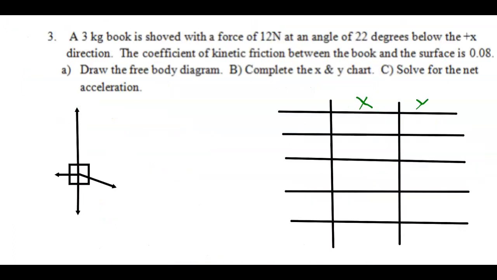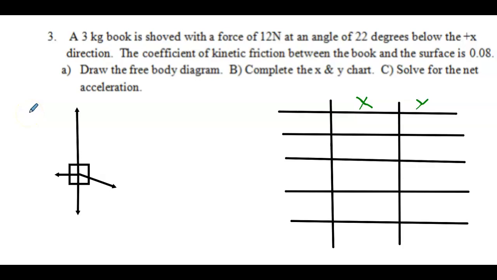We have one more to go through, so let's go ahead and try to start working on this one. So this one says a 3 kilogram book is shoved with a force of 12 newtons at an angle of 22 degrees below the positive x direction. The coefficient of kinetic friction between the block and the surface is 0.08. And again, we're going to set up our free body diagram. We're going to figure out the rest of our chart, figuring out the positives and negatives and zeros, all the values for all the different things, and then we're going to solve for the net acceleration at the end.